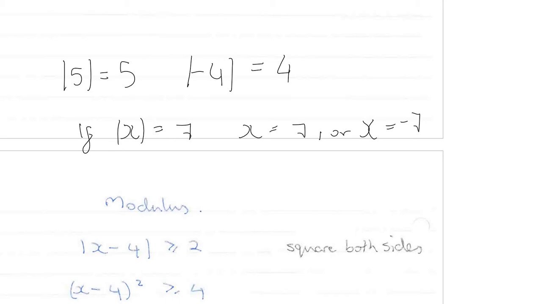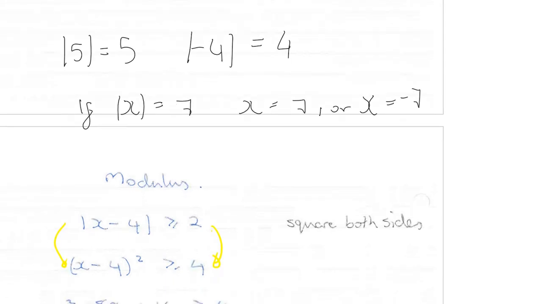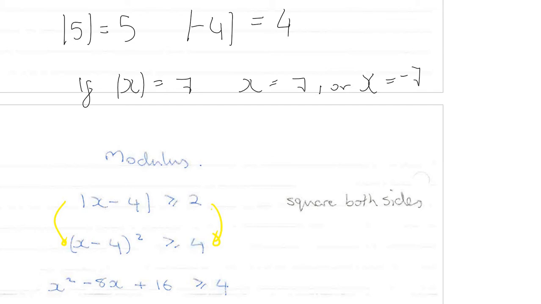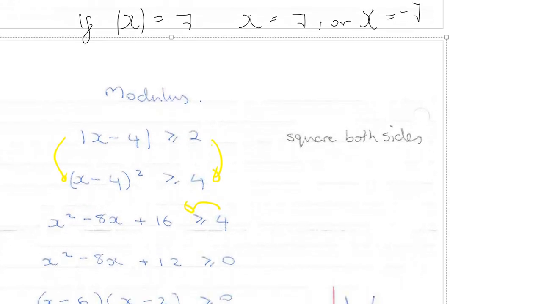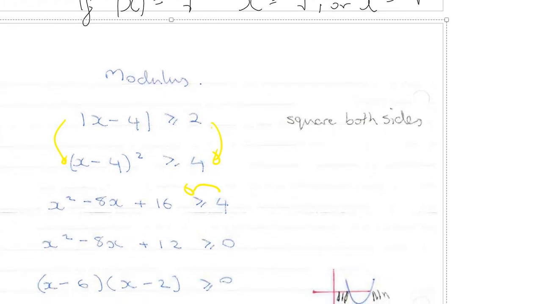We square both sides, we're left with x minus 4 squared is greater than or equal to 4, because that's what 2 squared is. Then we expand the brackets. We square the first, multiply twice the first by the second, and add them together, and then square the second, and we're left with this. So we subtract 4 from both sides, and we're left with x squared minus 8x plus 12 is greater than or equal to 0. We then just factorize that using our standard methods.